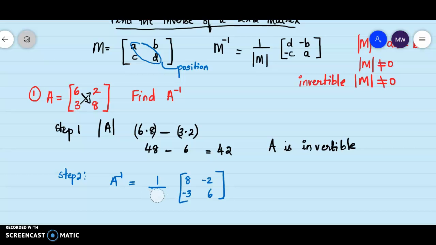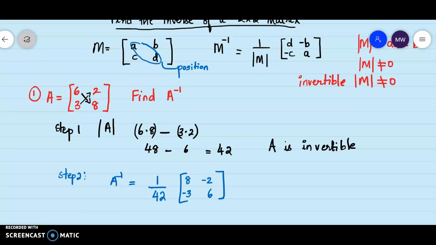So here we just found out that the determinant is 42, so we can replace the determinant of A by the number 42. So this is step 2. In the formula we replace the determinant with the value, and we change the position of this first diagonal and change the signs of the second diagonal.